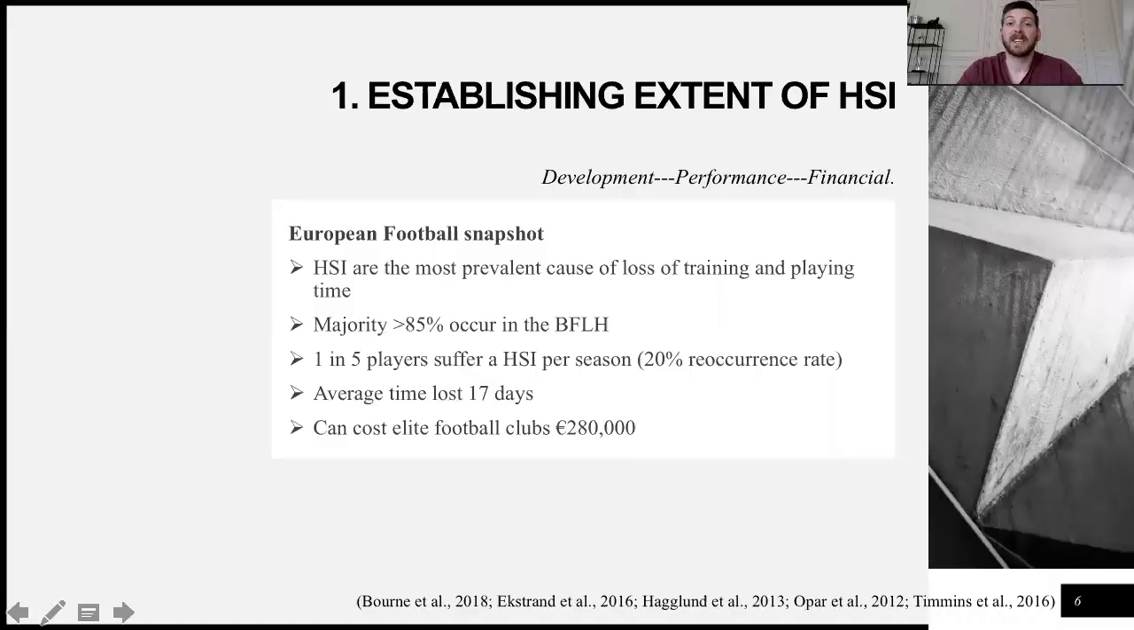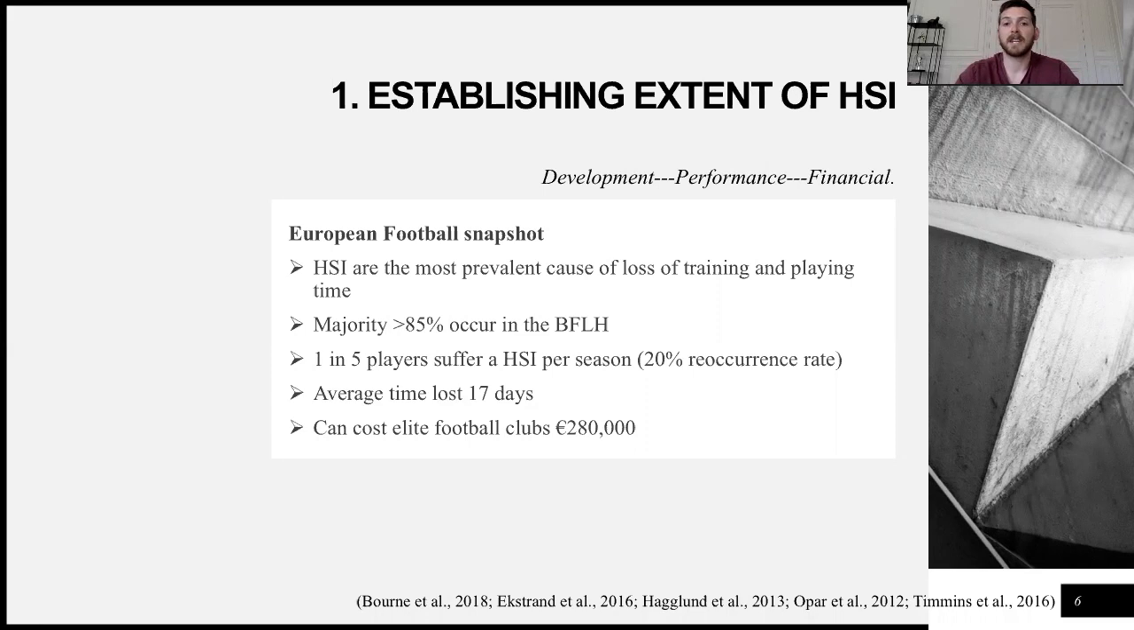When establishing the extent of the hamstring strain injury, really we're looking at the development, performance and financial implications. In terms of development, it obviously has both a physical and mental impact on the players, and it will affect their individual performance when they return, as well as the team performance with them not being there.